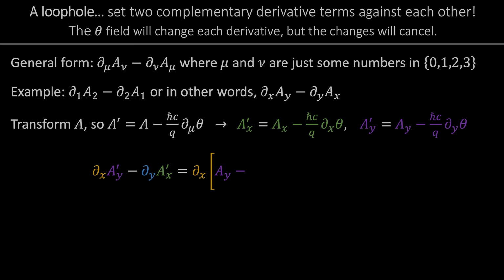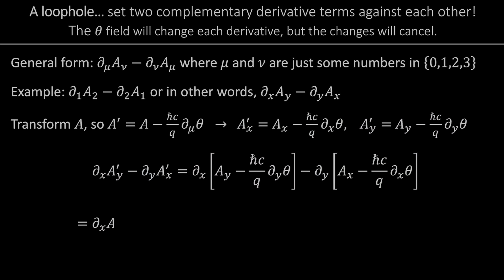One of them is going to be the x derivative of the transformed ay component, including that y derivative of theta term that gets picked up during the transformation. And the other term is going to be the y derivative of the ax component minus that x derivative of theta term. Now, based on the symmetry here, you can kind of see how these things are going to cancel out.